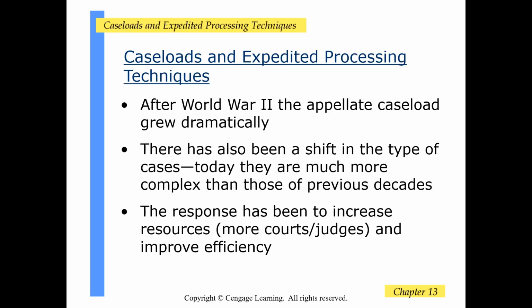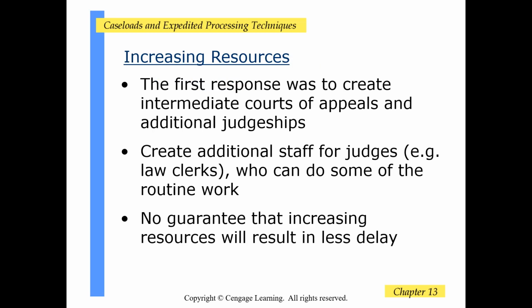After World War II, the appellate caseload grew dramatically. There has also been a shift in the type of cases. Today, they are much more complex than those of previous decades. The response has been to increase resources, more courts and more judges, and to improve efficiency. The first response was to create intermediate courts of appeals and additional judgeships, creating additional staff for judges like law clerks who can do some of the routine work, but there's no guarantee that increasing resources will result in less delay.